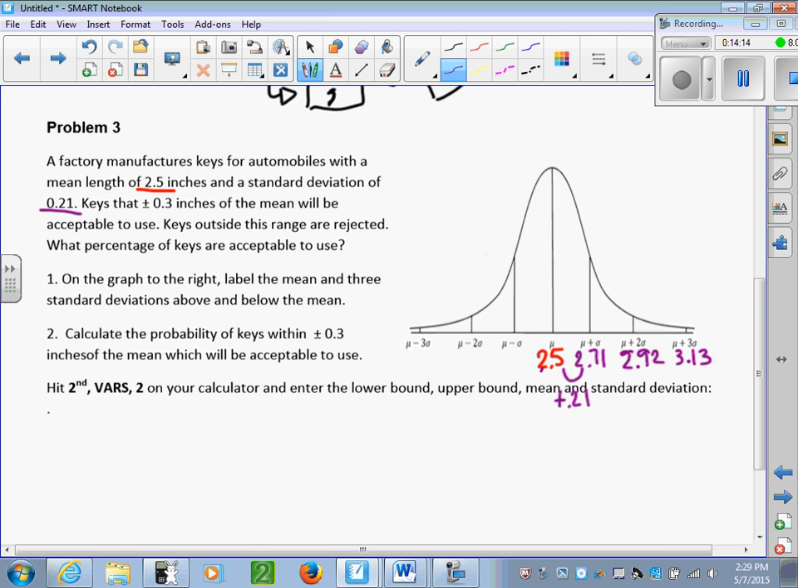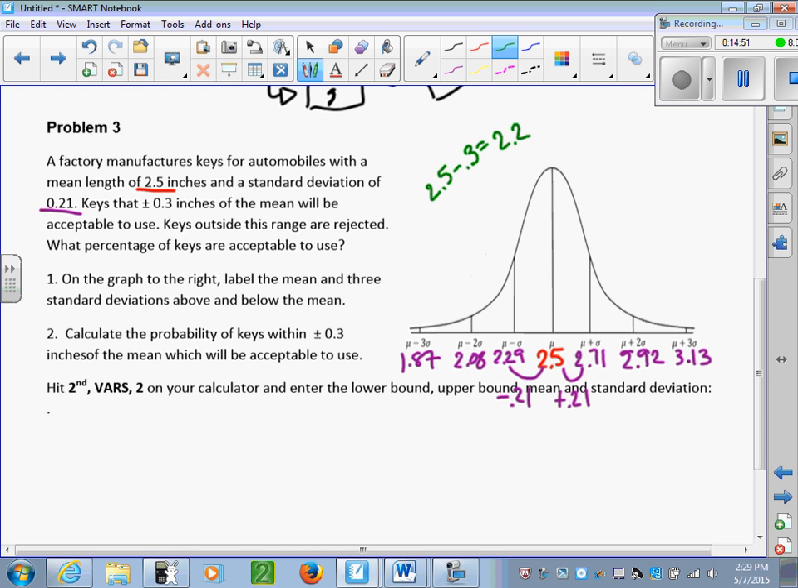Then we go the other direction. Minus 0.21 to go one standard deviation below my mean, which is 2.29. And then 2.08. And 1.87. All right, but what I'm looking for is what percentage are plus or minus 0.3 inches from my mean. So minus 0.3 would be 2.5 minus 0.3, which gives me 2.2.